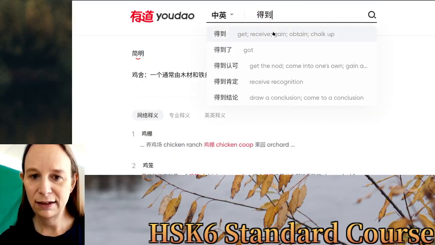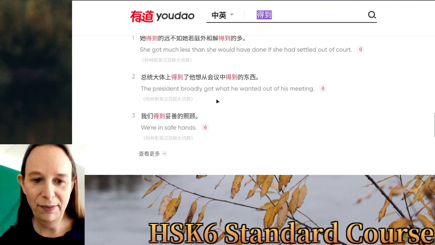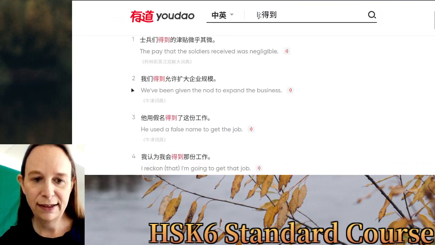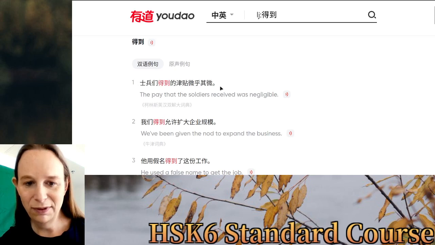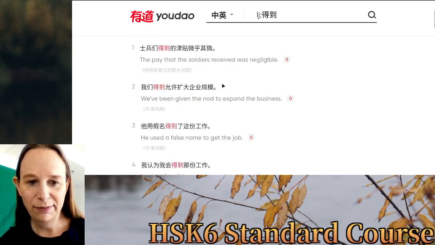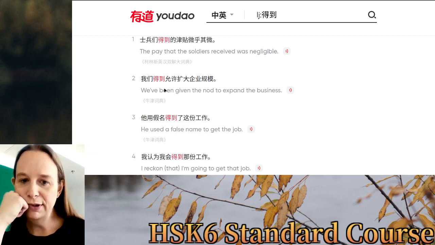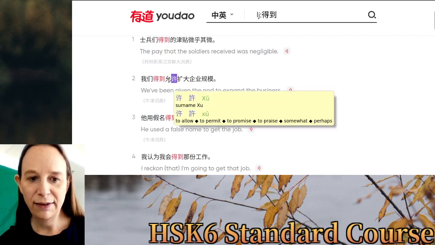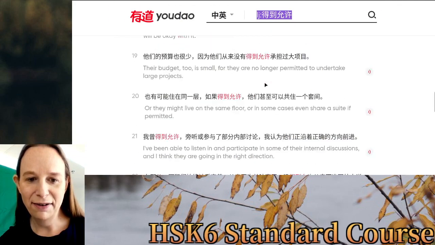得到. What things can be 得到的？得到的东西，得到的津贴、维护。What is this? 津贴 allowance 维护期位 very very tiny minuscule. 我们得到允许 Oh, we received permission. I didn't know you could do that. 得到允许 Is that a common collocation? It seems it is. Wow.